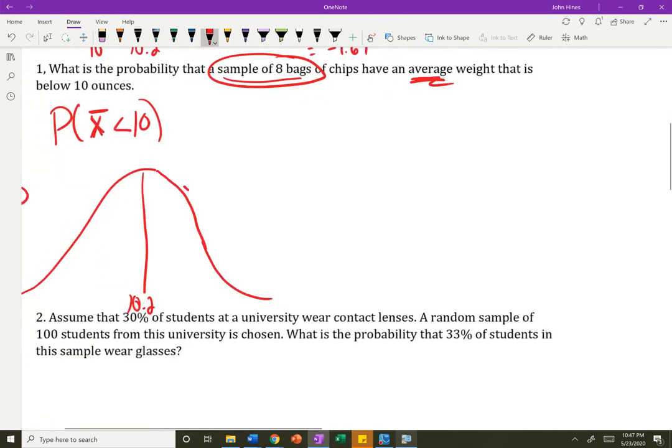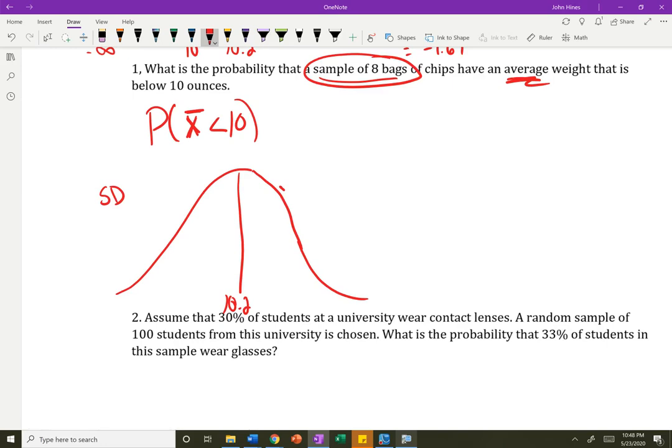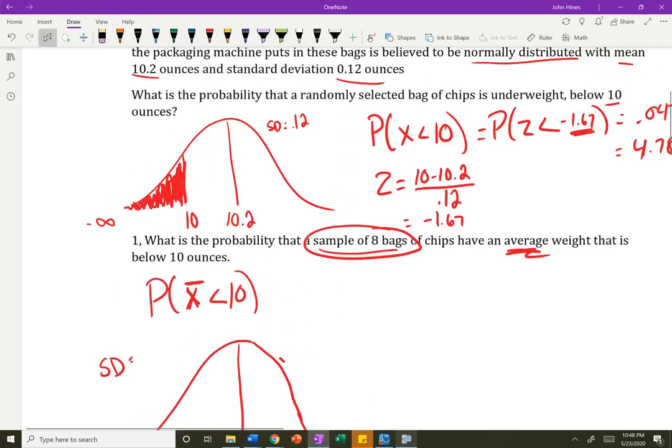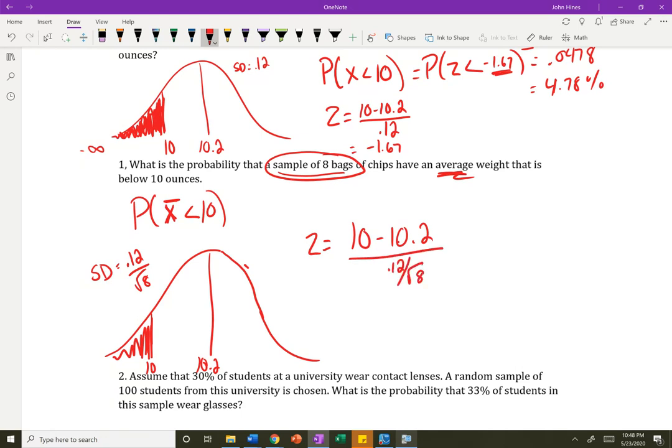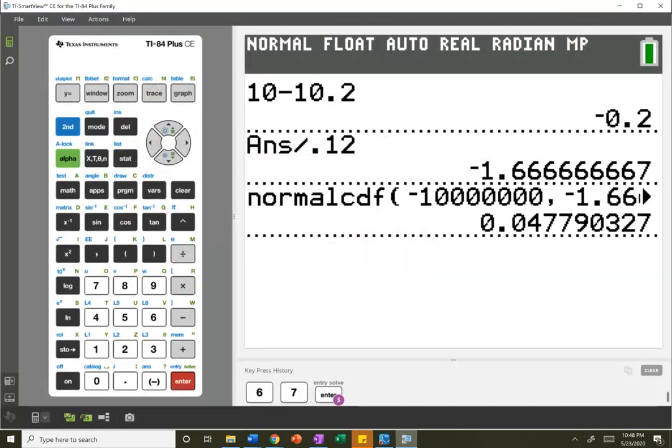So in this case, this distribution of averages has a standard deviation of 0.12 over the square root of 8. I have a new standard deviation there, and everything else is now the same. What's the probability I'm less than 10? Well, I find a z-score: value minus mean, in terms of standard deviation. This number is different though, so we've got to be careful when we type this in.